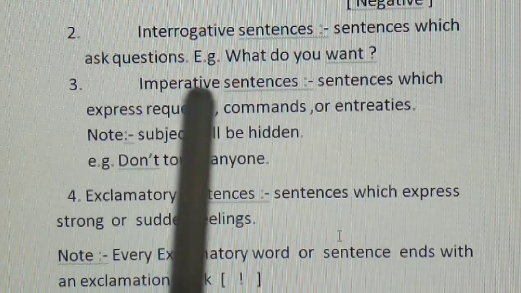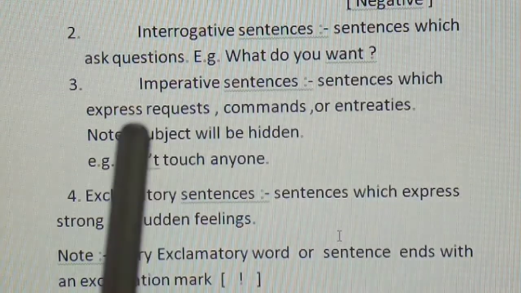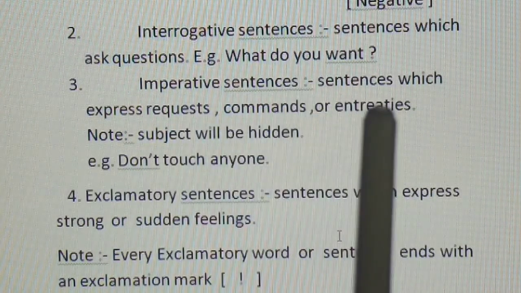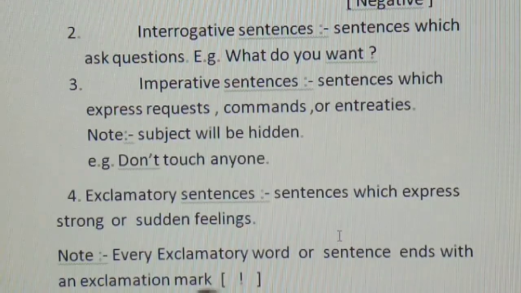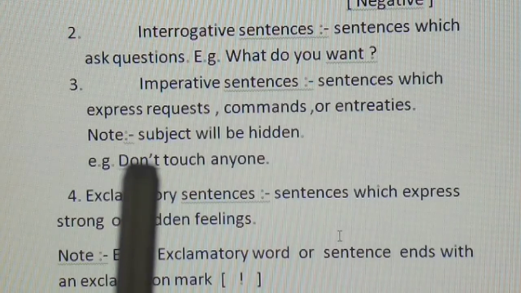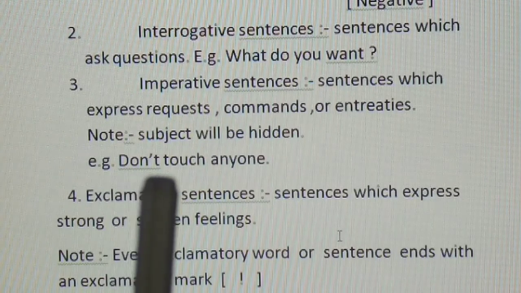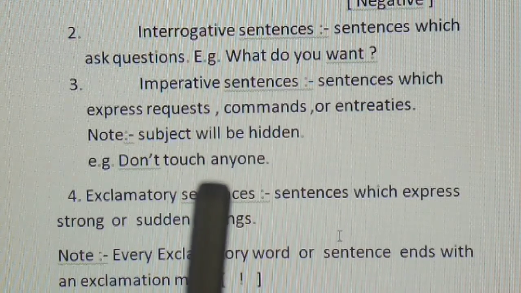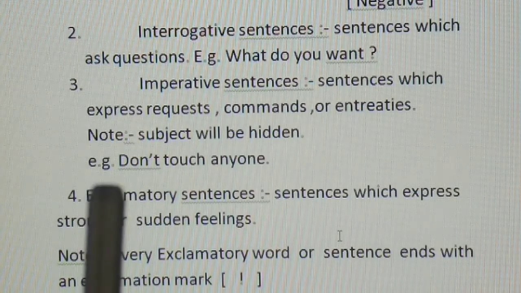Now the third, imperative sentences. Imperative sentences, sentences which express request, command, or entreaty, are known as imperative sentences. In the imperative sentences, subject will be hidden. Clear? जितने भी imperative sentence होते हैं सबके subject hidden होते हैं और mostly इनका subject you जो second person है वही माना जाता है. For example, don't touch anyone. Here the example is given to you. Don't touch anyone. Here subject is hidden.